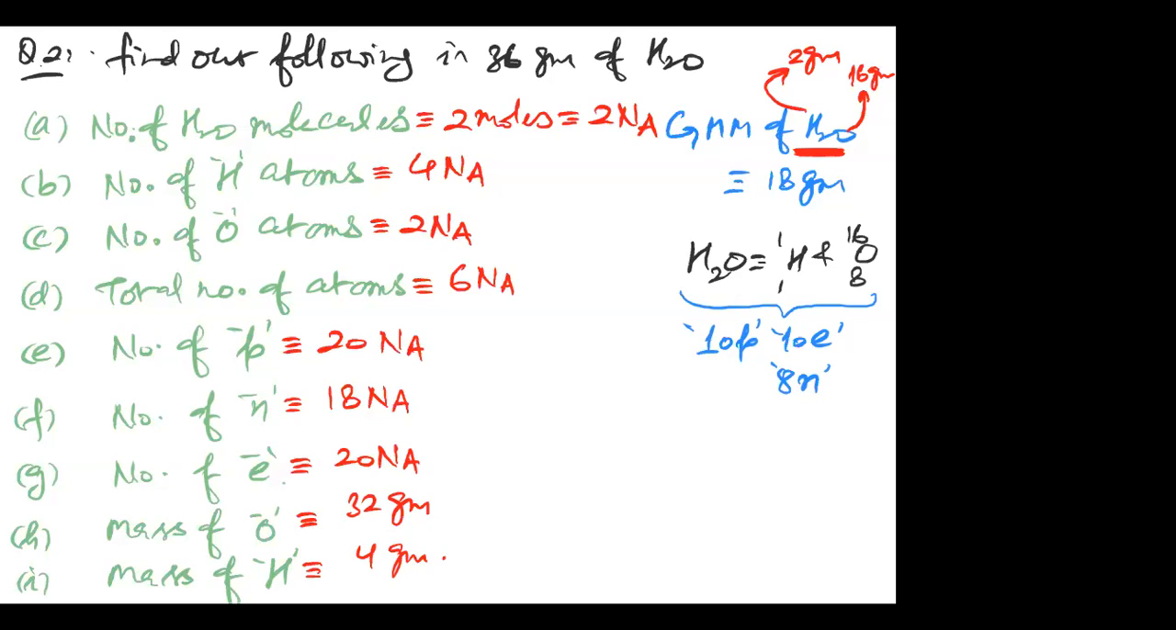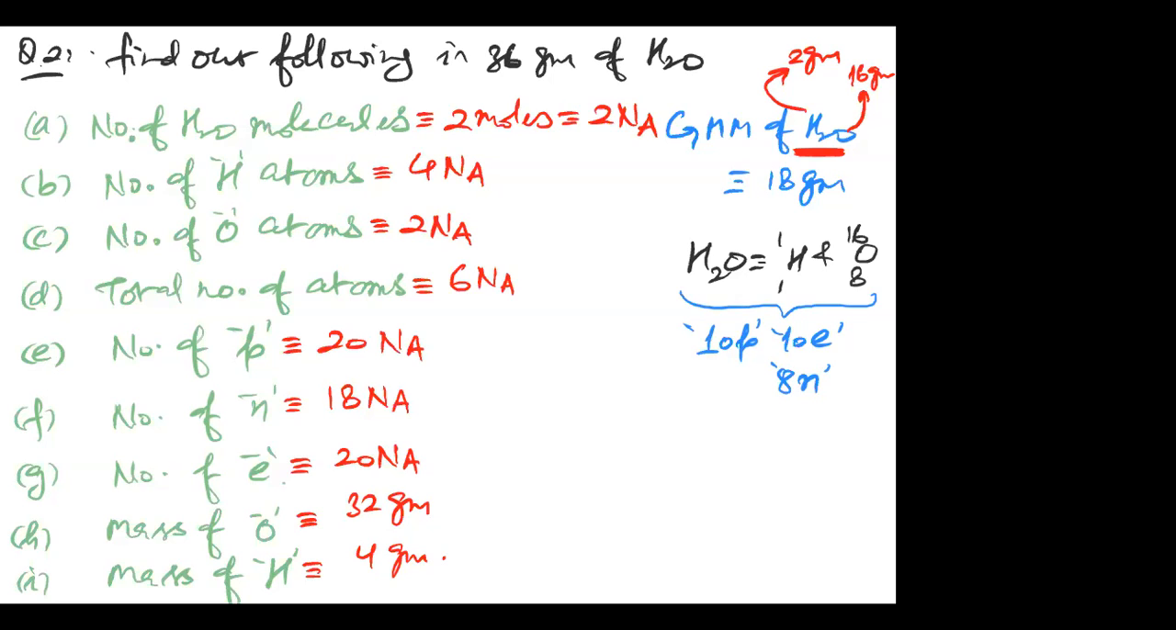Number of protons. Every water molecule consists of 10 protons. So 2 moles multiplied by 10 should be 20 moles, and 20 moles means 20 times Avogadro number. Number of neutrons, which is nothing but 18 moles.